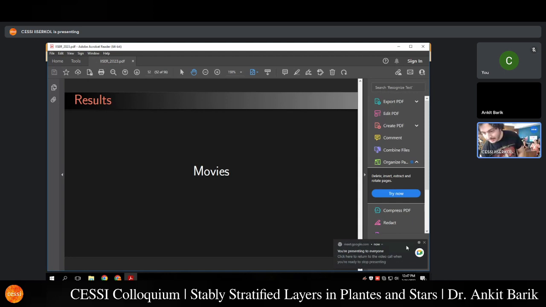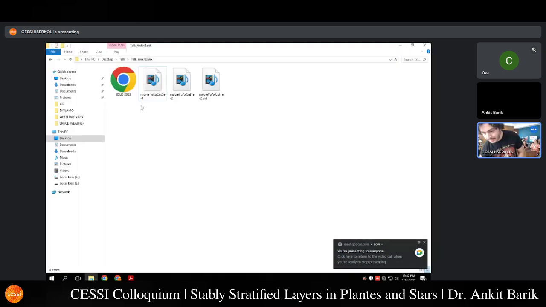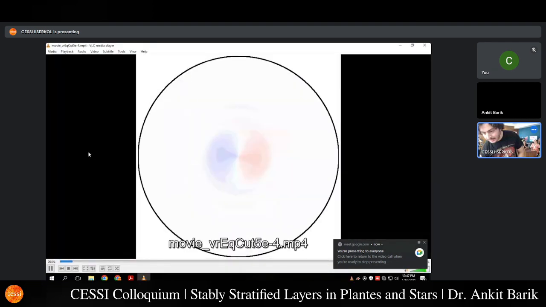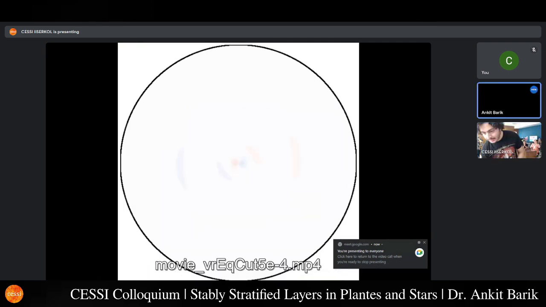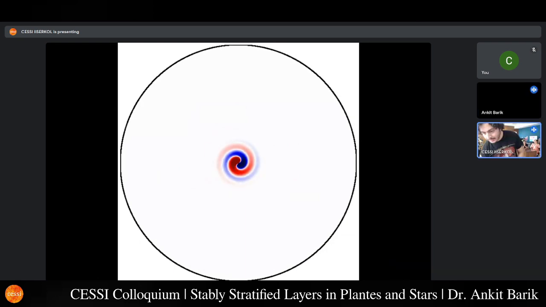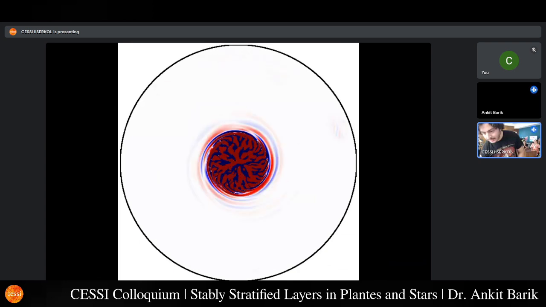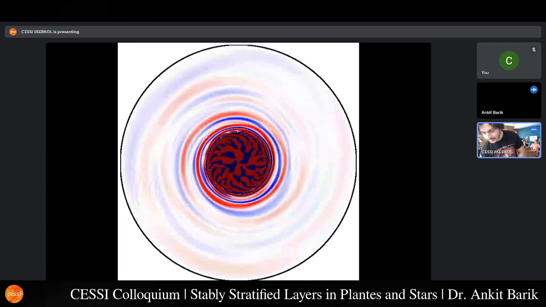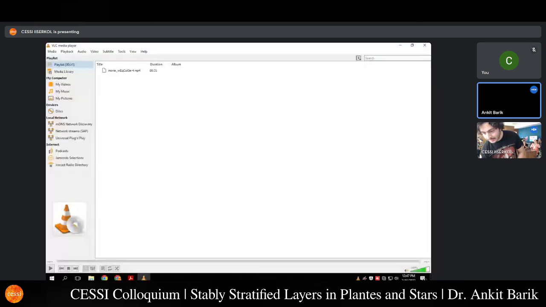Let's see this. So this shows radial velocity slices. And we start with random noise, and slowly convection will set in. So this is the convective zone inside, and outside is the radiative zone. And we start seeing gravity waves propagating. So now convection has started, and you can see nice gravity waves propagating in the radiative zone.